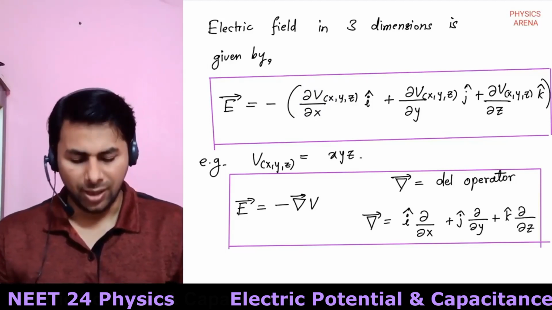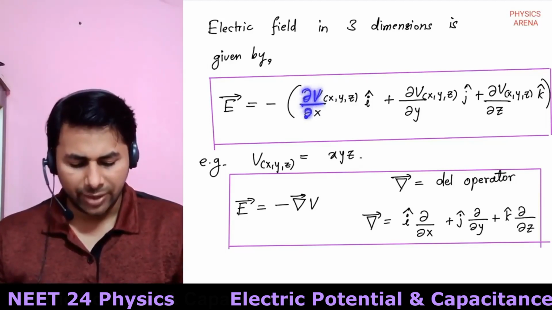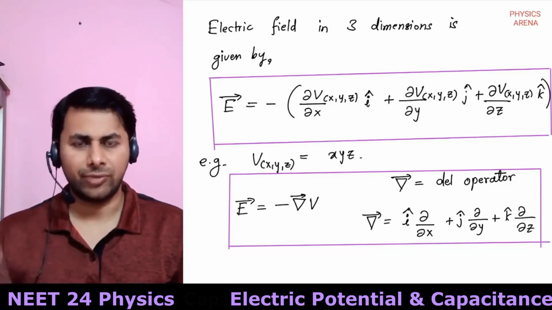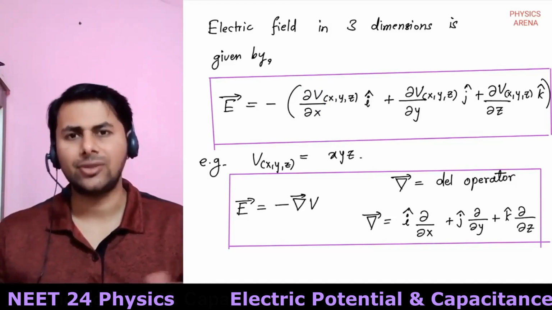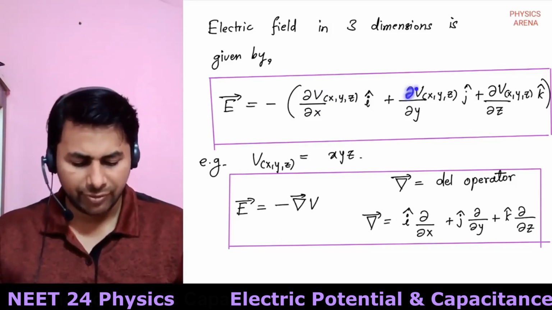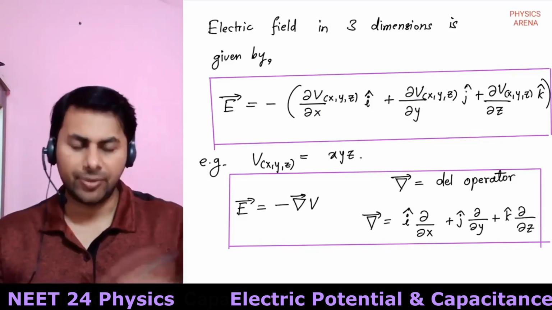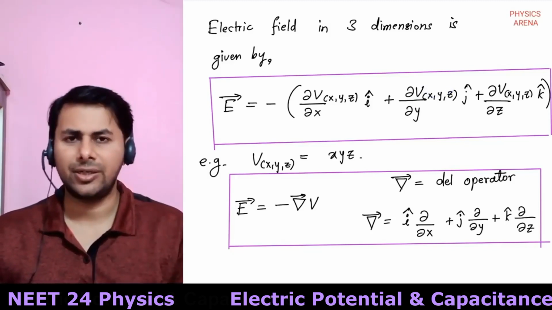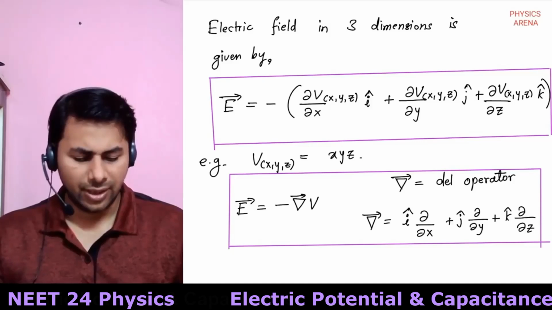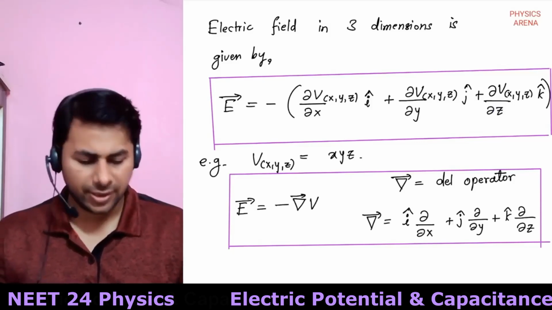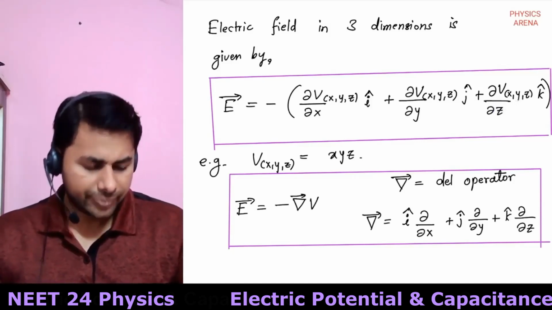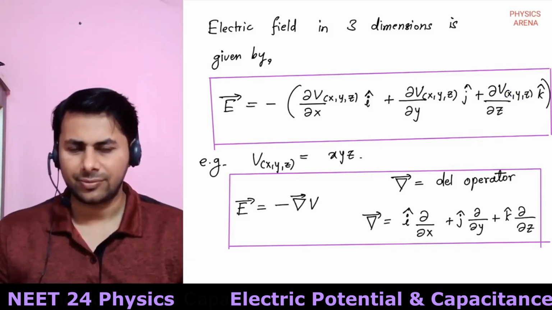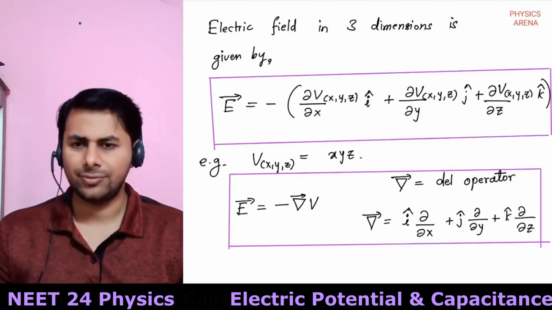What is a partial derivative? A partial derivative with respect to x means you treat the other two variables, y and z, as constants. Partial derivative with respect to y means there will be x and z in the formula of V, and those you will treat as constants. Partial derivative with respect to z is when you treat x and y as constants and you take the derivative with respect to z. Got it? Yes, no?